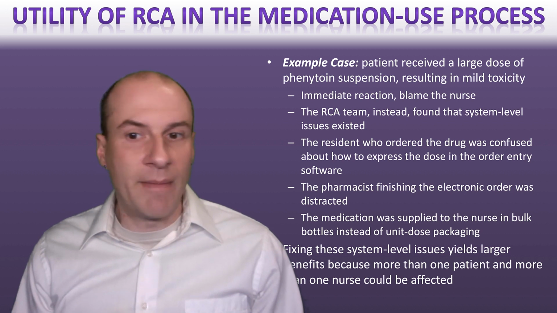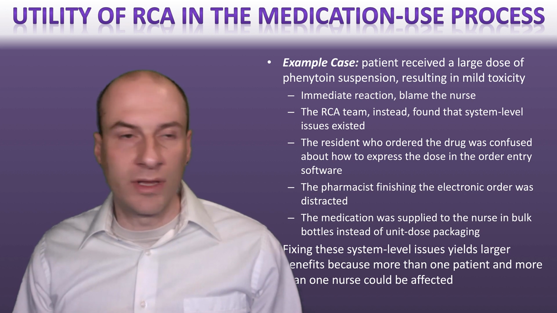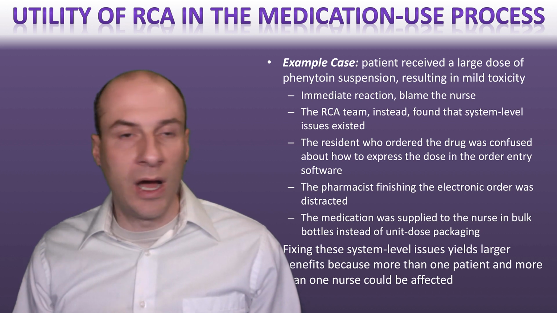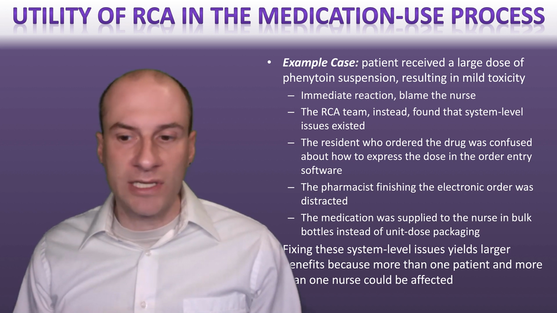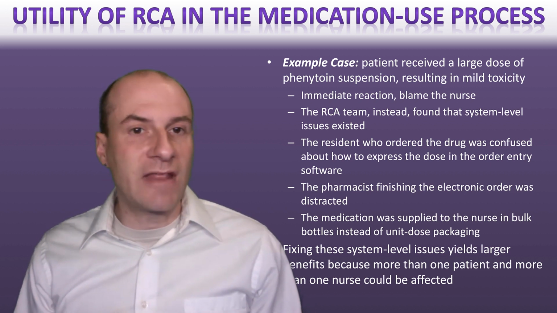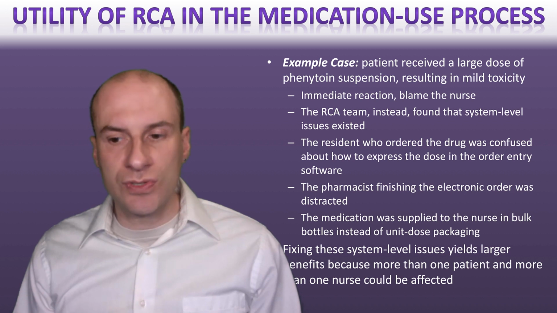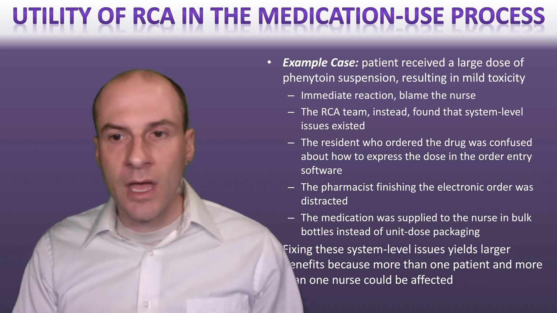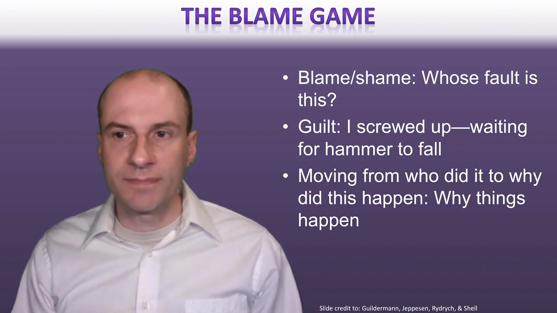So an example of that might be that the resident who ordered the drug might be confused about the dose or the software that they were using. The pharmacist might have been finishing the order while distracted. The medication was supplied in bulk as opposed to unit doses. So these are different things that you could identify in that situation by looking at the larger system. And by addressing these systemic issues, we could potentially avoid that type of problem occurring again in the future. Again, shifting it from the individual patient and the individual nurse to the larger system questions.